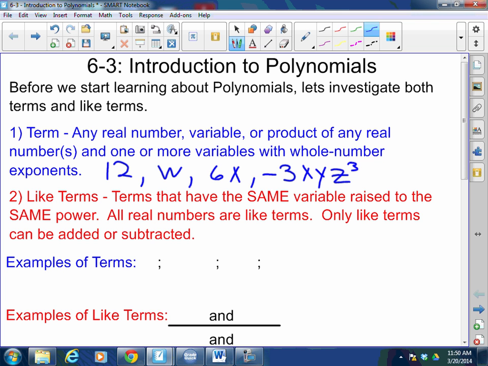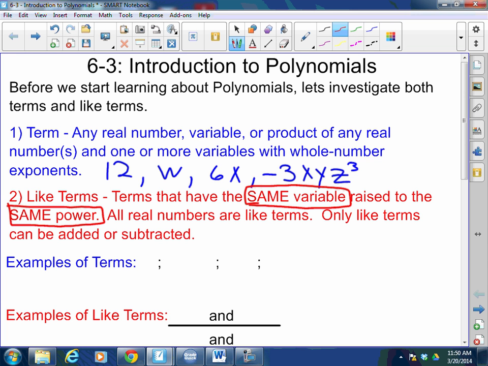Like terms. I think you may remember my example from before. Like terms are terms that have the same variable raised to the same power. All real numbers are like terms also. Any numbers can be added together. And only like terms can be added or subtracted.